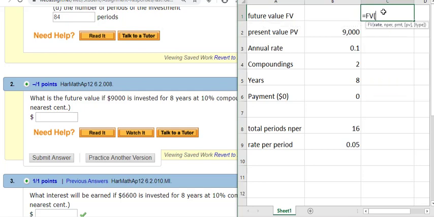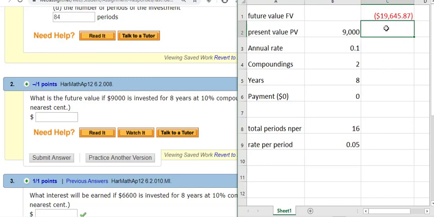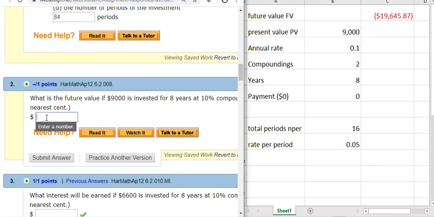Future value, pull up the FV formula. I need the rate, which is the rate per period. Number of periods, 16. Comma, payment 0, present value $9,000. The type, you can either just leave it blank and Excel will default to a 0, or you can take control of your life and put the 0 in there. 19,645.87. Don't worry about the fact that you have parentheses around it and that Excel thinks it's negative. We will deal with that in the next section.